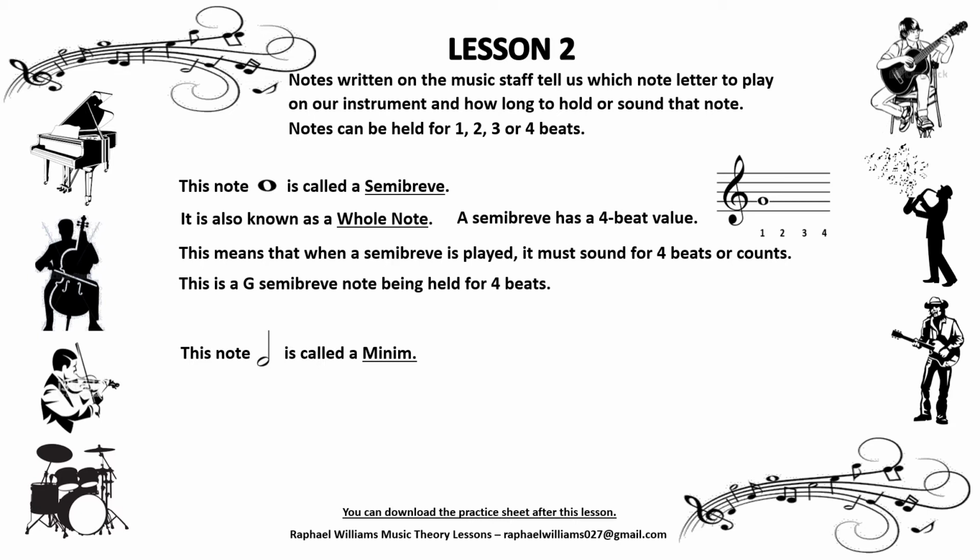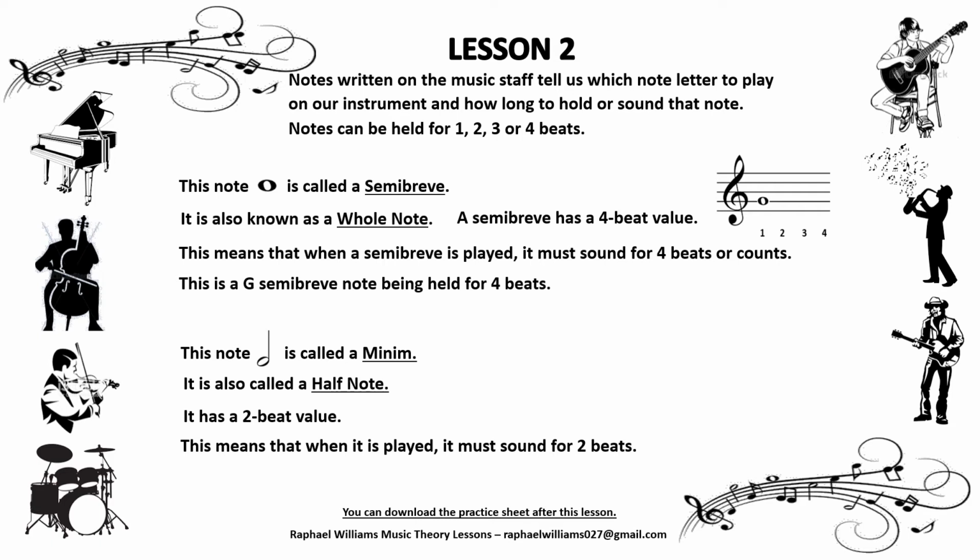This note is called a minim. It is also called a half note. It has a 2-beat value. This means that when it is played, it must sound for 2 beats. These are D minims being held for 2 beats. 1, 2, 3, 4.